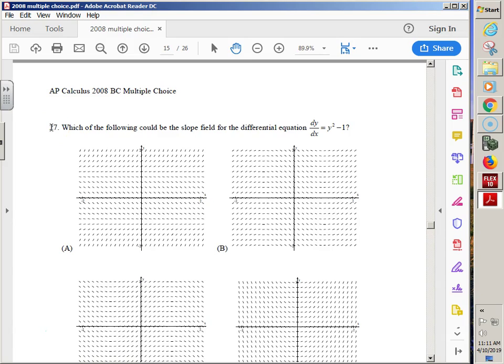Anything else between 1 through 28? Non-calculated multiple choice. Sally? 11? Yeah.